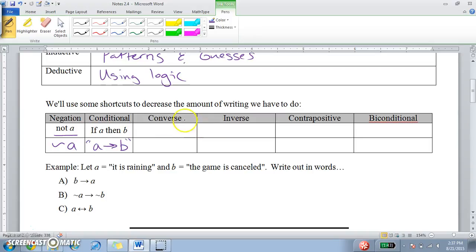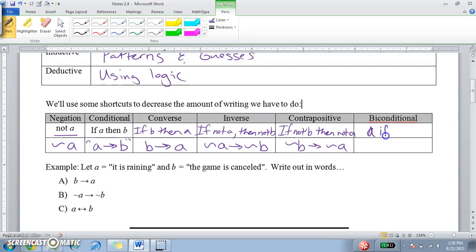If we have this conditional statement, if A, then B, the converse would be if B, then A. So to symbolize that, B, arrow, A. The inverse is when we negate, so if not A, then not B. To symbolize that, not A, then not B. Contrapositive, switch and negate, so if not B, then not A. The biconditional is A, if and only if B. To symbolize that, we're going to draw a double arrow. So A, if and only if B.